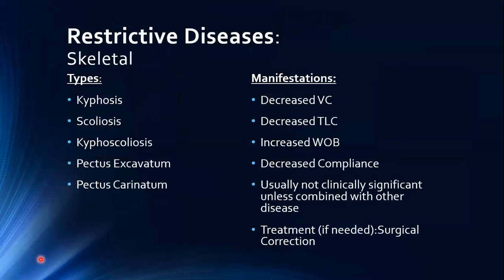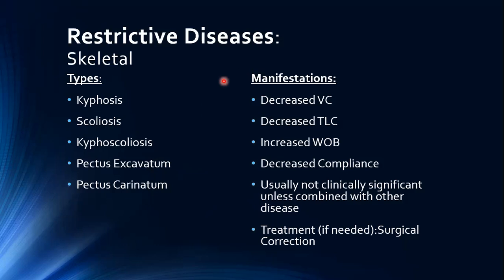The skeletal diseases that are associated with restrictive disease are kyphosis, scoliosis, kyphoscoliosis, pectus excavatum, and pectus carinatum. Right? Kyphosis, scoliosis, kyphoscoliosis, pectus excavatum, and pectus carinatum.